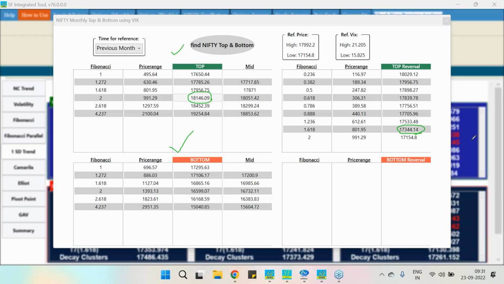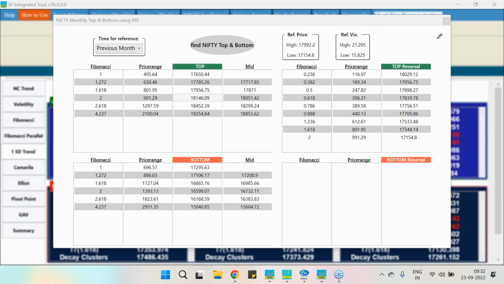If this retracement level breaks, 1.618 is a very strong level. If it breaks, then the first bottom will be formed at 17,295. But till then we are in an uptrend, just going through the retracement phase. That is for the monthly top and bottom.